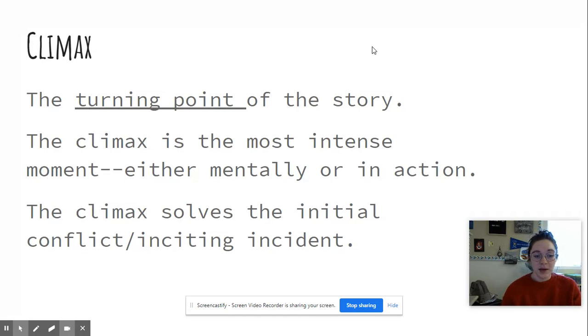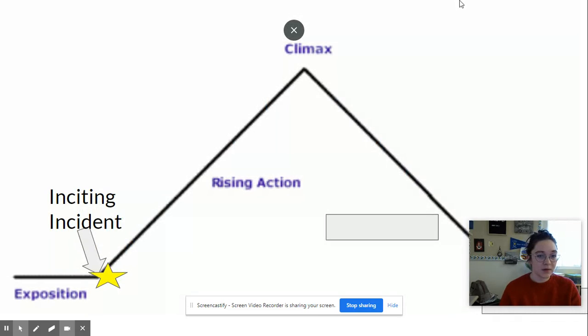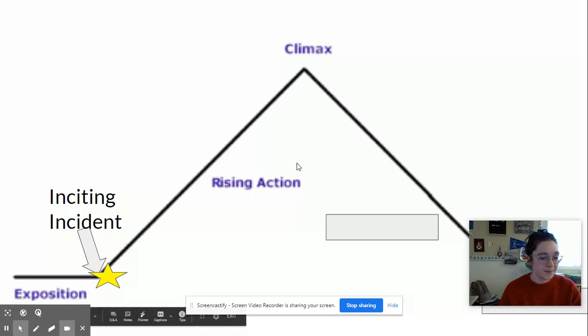Another thing about the climax is it solves the inciting conflict or inciting incident. So that first conflict that started the story going, now we'll have a resolution. It'll have some sort of solution. And the climax, if we look at our plot diagram, will be at the top of that pyramid.